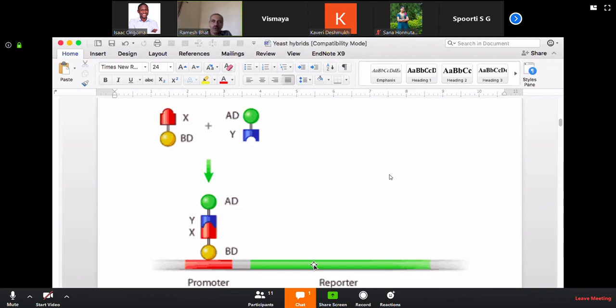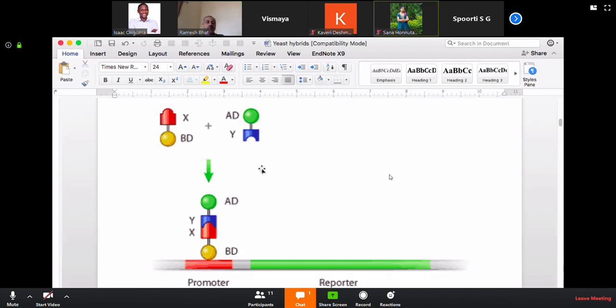I have a question for you. If none of the cells out of 25,000 cells show reporter gene expression, what does it mean? The reporter gene is not expressed in any of the 25,000 cells. Yes, this X protein is not interacting with any of the 25,000 rice proteins. That's the meaning. Is it clear? Yes, sir.